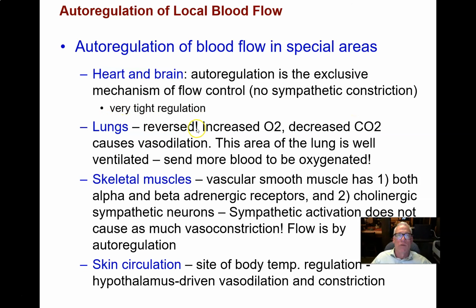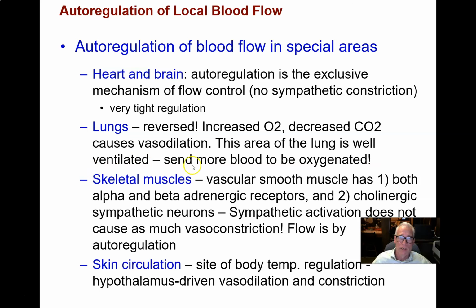Okay, how about the lungs? Metabolic autoregulation is reversed in the lungs. When there's increased oxygen and decreased CO2, instead of what happens in the other tissues, it causes vasodilation. It's because the lungs have a different function. They need to supply oxygen to everybody else. So if there's a lot of oxygen in some part of the lung, that means there's good air, fresh air getting to that part of the lung. We say the lung is well ventilated in that area. Fresh air coming in. So we want to move blood towards that area so that it can become oxygenated.